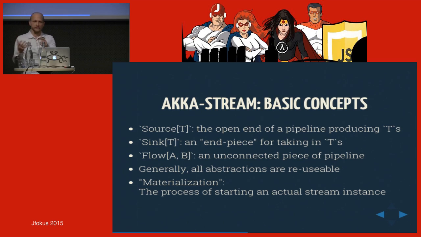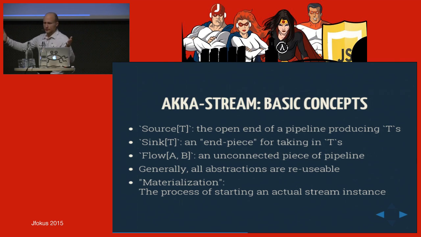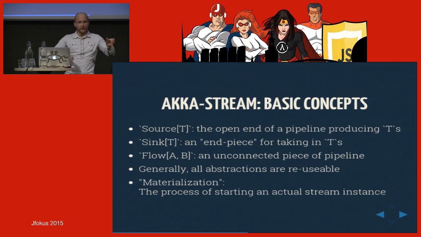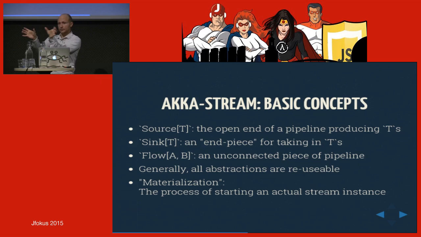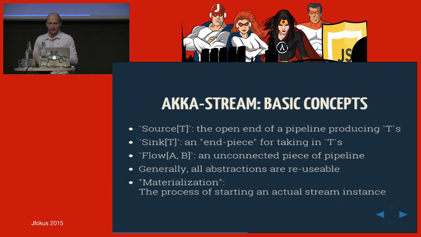It takes in T's. And in between, you have something called a Flow, which is just a piece of pipeline that's open-ended on both sides, and it can take in A's, and at its end it produces B's. Pretty straightforward. So if you have a Source of A, you can attach to it a Flow from A to B, and that gives you a Source of B. And if you have a Sink of B's, you can prepend it with a Flow from A to B, and that gives you a Sink of A. So that's how you can just plug those things together.